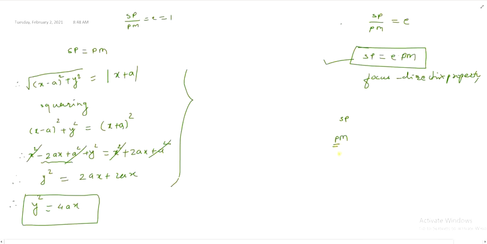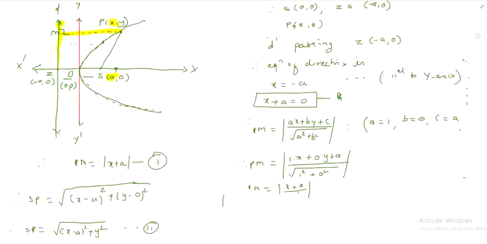Okay, and then by using the focus directrix property, SP is equal to PM, we can find out the equation of the parabola. In case of a parabola, e is equal to 1, therefore we get only SP is equal to PM, isn't it? So in this way we get the standard equation of the parabola. I want to tell you one more thing which is very important here.